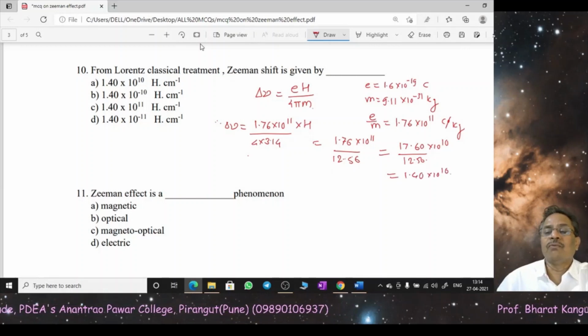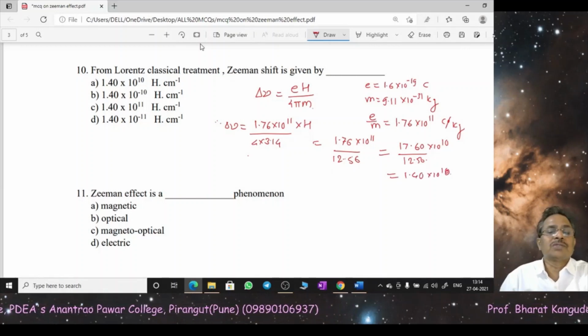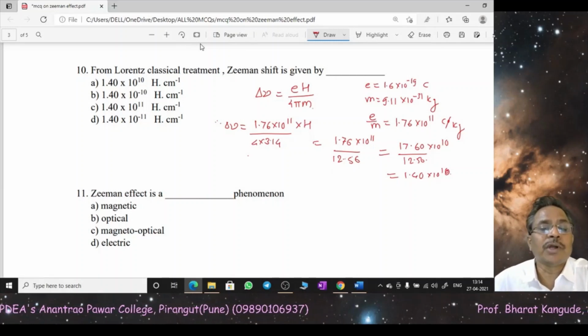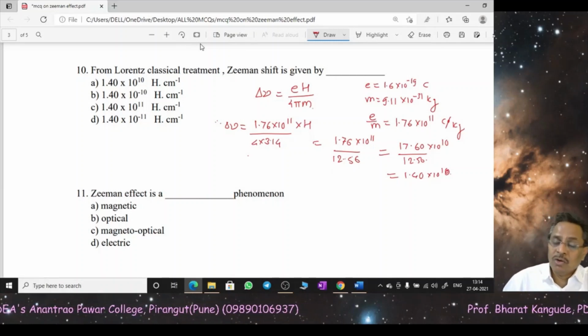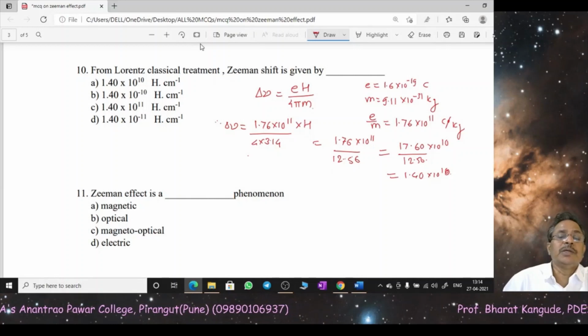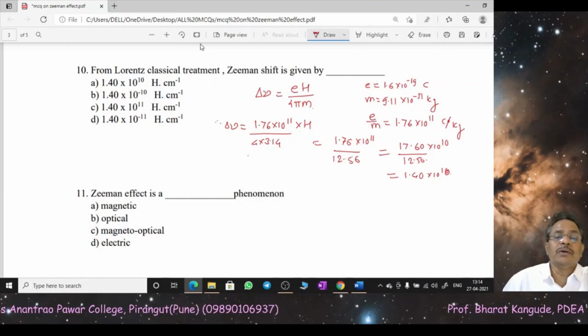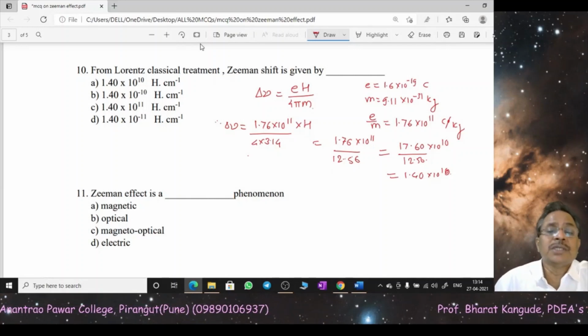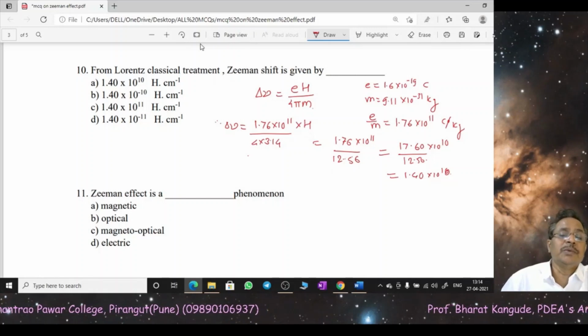So there are 4 options given. First option A is 1.40 into 10 raised to 10, the value of this H in per centimeter. This is the unit of this shift, so the unit is per centimeter.